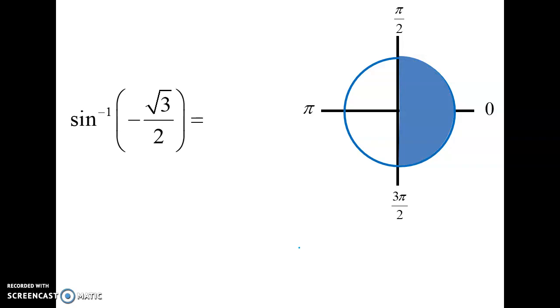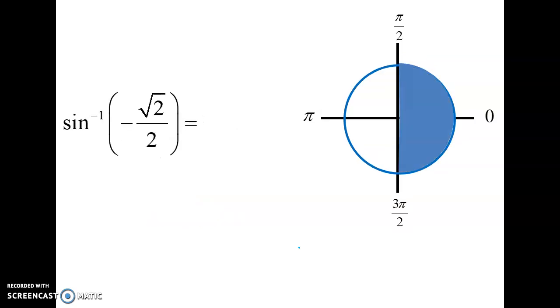Next, we got inverse sine of negative root 3 over 2. So again, we're looking at the right side of the unit circle. The only time where the y value is negative root 3 over 2 is going to be at negative pi over 3. Now notice it's negative pi over 3, not 5 pi over 3. You can't go around the unit circle. To get there, you have to go backwards.